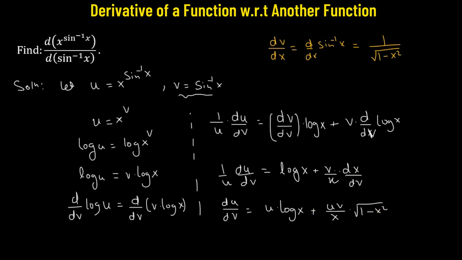Right. Now that means our final result will be, so here we have u as the common factor in both the two terms. So this will be equal to u, and u is simply given by x raised to the power of sine inverse of x. So this will be multiplied by, the first term will give us log of x plus we have v over x. So v here is sine inverse of x divided by x multiplied by square root of 1 minus x squared. So this is the final result, the derivative of x raised to the power of sine inverse of x with respect to sine inverse of x.